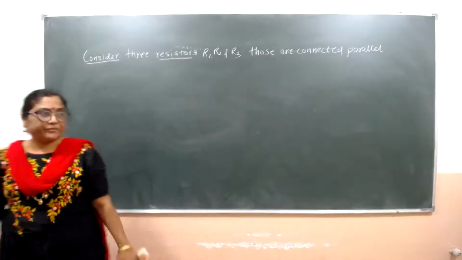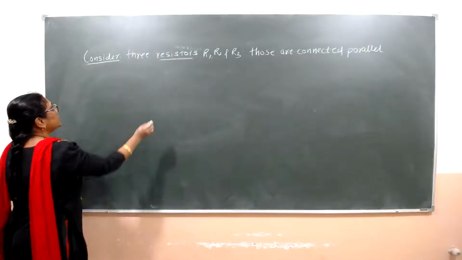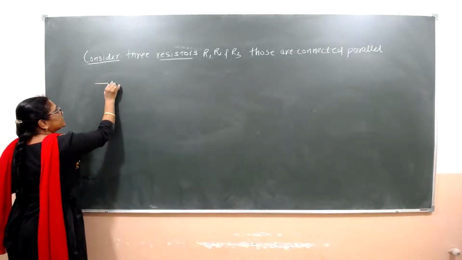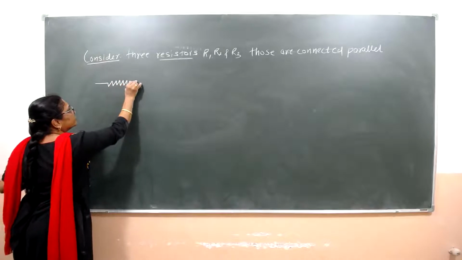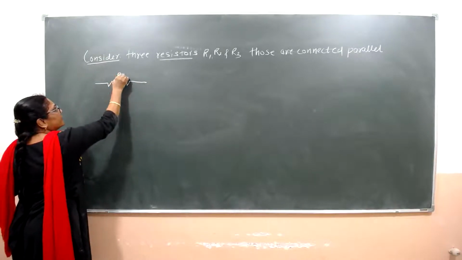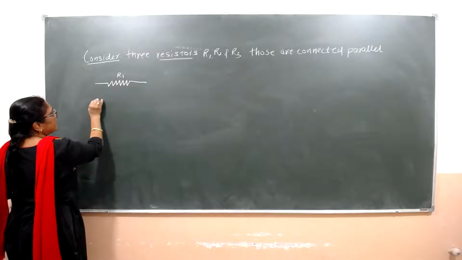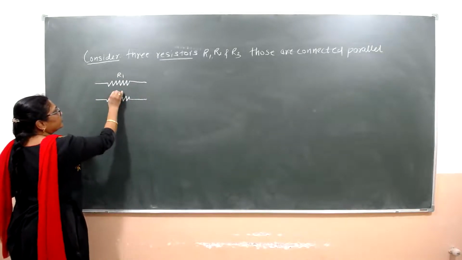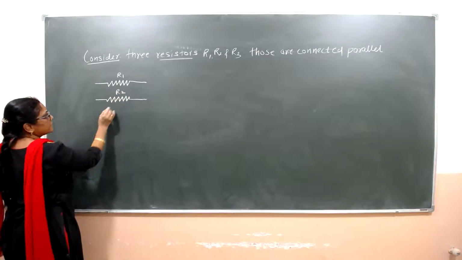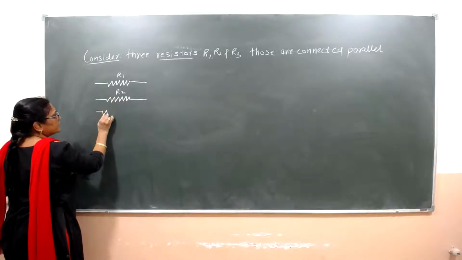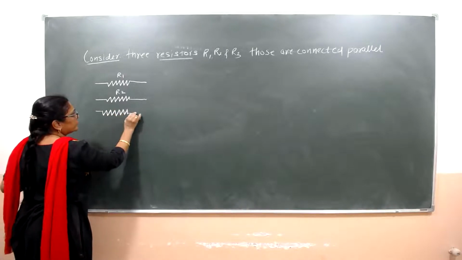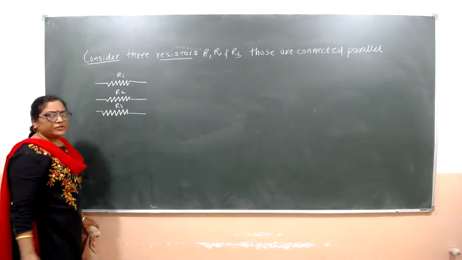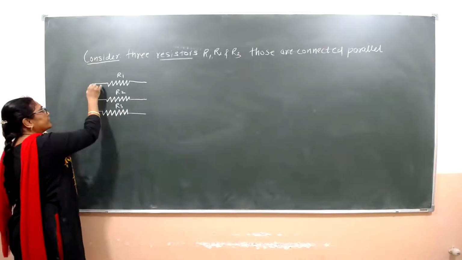Then see how to draw the figure. The three resistors are connected in parallel. Suppose this is resistor 1, whose value is R1. Consider another resistor, whose value is R2. This is the symbol for the resistor. Consider the third resistor, whose value is R3. So these are in parallel combination.